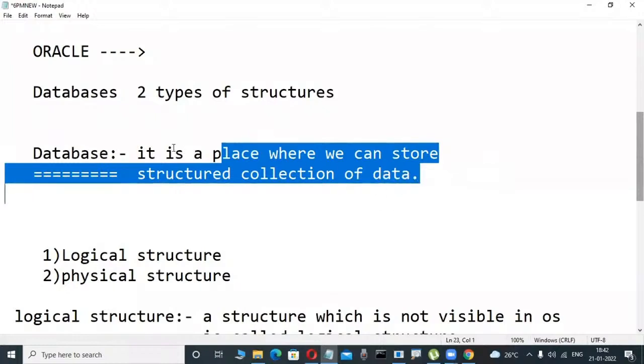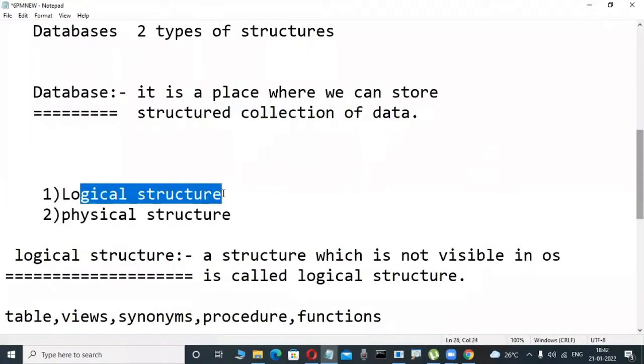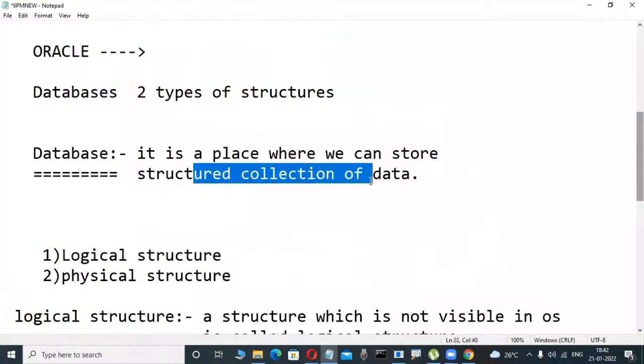Immediately. Why? Because this is the developer definition. Developers are logical, they are good. A table is nothing but a structured collection of data. They have that idea. That's why I am also telling you: a structured collection of data.